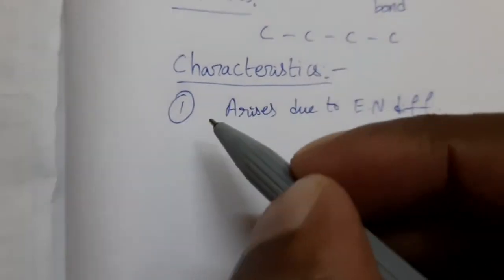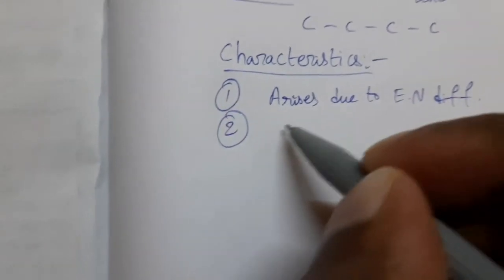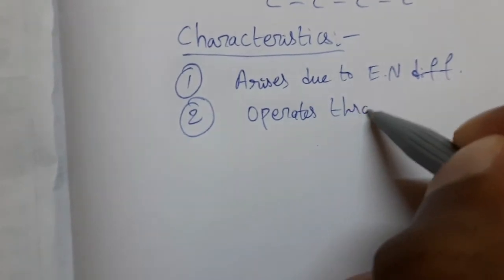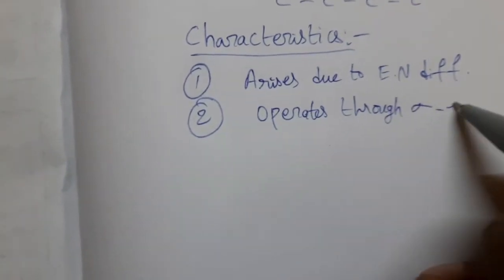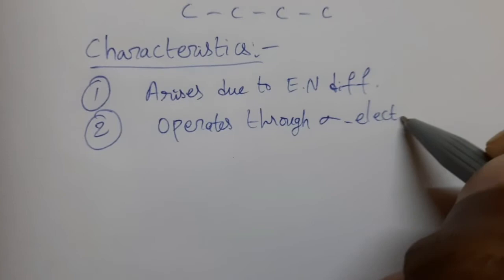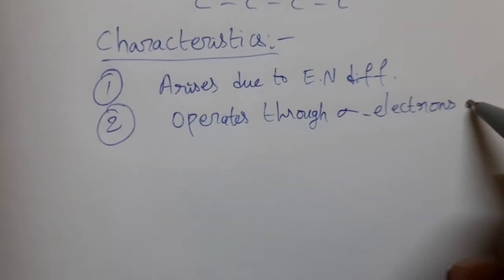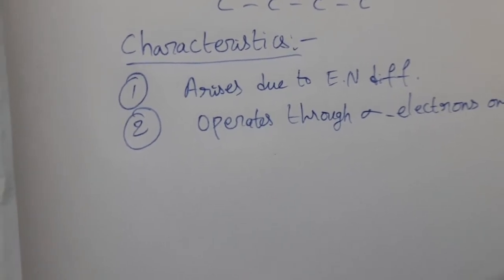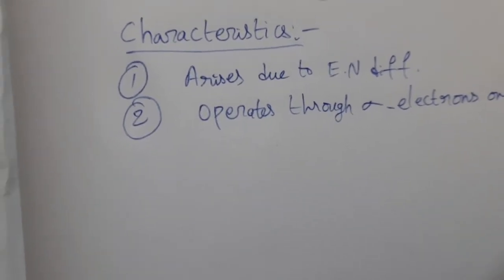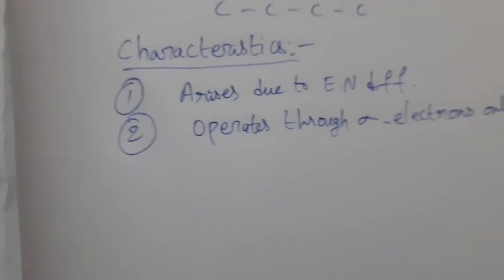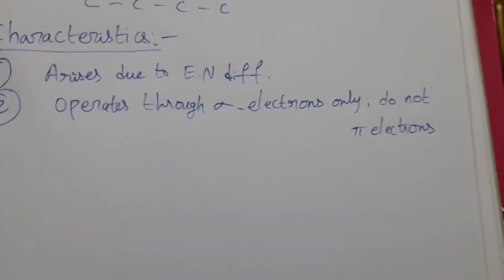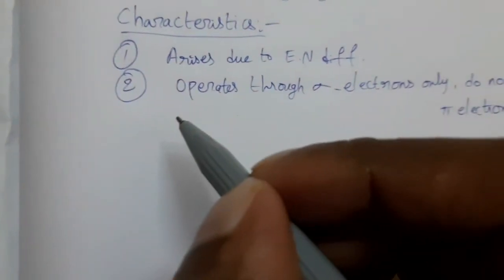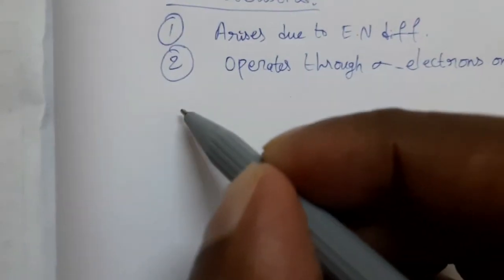Next, second one, it operates through sigma electrons only, and pi electrons do not participate. Pi electrons do not involve or interfere. Only sigma electrons participate in this inductive effect.